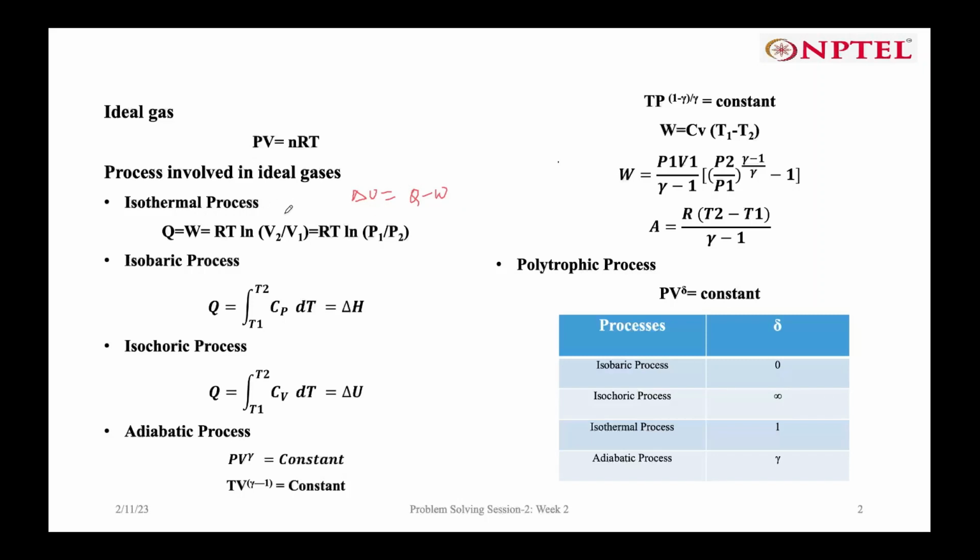In the isothermal process, temperature is constant. Temperature is constant means the change in internal energy, which depends on the temperature, is zero, so dU is equal to 0. So Q is equal to W, which is equal to the integral of PdV. We can integrate this and put the value of P as RT divided by V, then you get this relation.